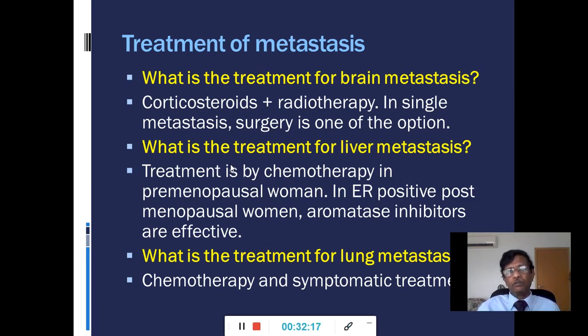So in a lung metastasis, again it is a soft tissue metastasis, so chemotherapy has to be given and symptomatic treatment as per the requirement. Suppose pleural effusion is there, the fluid has to be drained, tube drainage has to be given, plus pleurodesis has to be planned with tetracyclines or bleomycin or chalk. We can plan a pleurodesis.